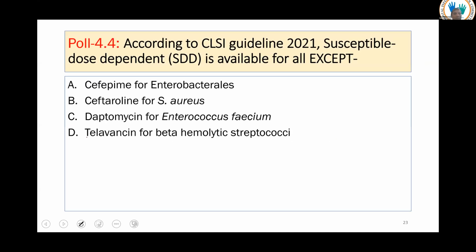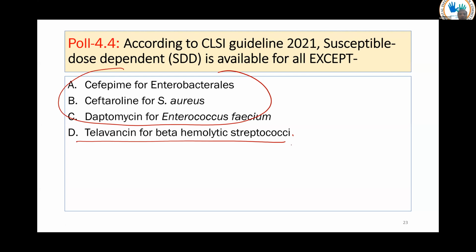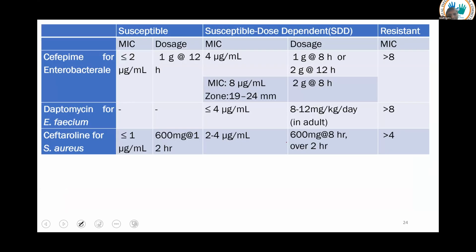Next question, SDD breakpoints are available where and all? SDD breakpoints are available in the first three, but not available here. So again, most of you have answered this question. I'll just show you what the SDD breakpoints available are. In 2021 CLSI, there are three drug-bug combinations for which SDD breakpoints are available. I can explain here for your better understanding.